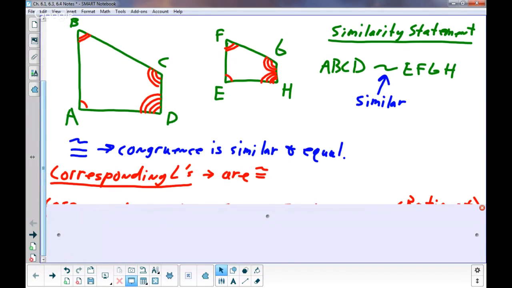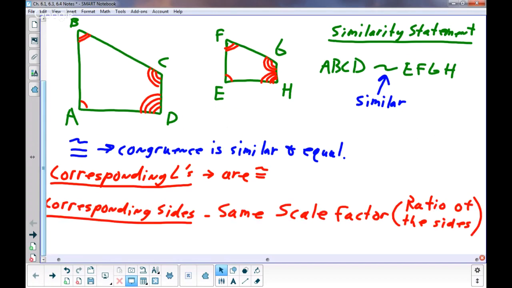I just said that. Corresponding angles are congruent, as we said. Corresponding sides have the same scale factor. The ratio of the sides are the same. So if one side is 10 and its corresponding side is 5, and then another side is 12, then we know that its corresponding side has to be 6. 10 to 5, 12 to 6. And they all have that same ratio, 2 to 1, 3 to 2, however. It can be any type of fraction, but it is going to be a fraction. So it's not going to just be a number like 5. It'll be like 5 to 1 or 1 to 5.